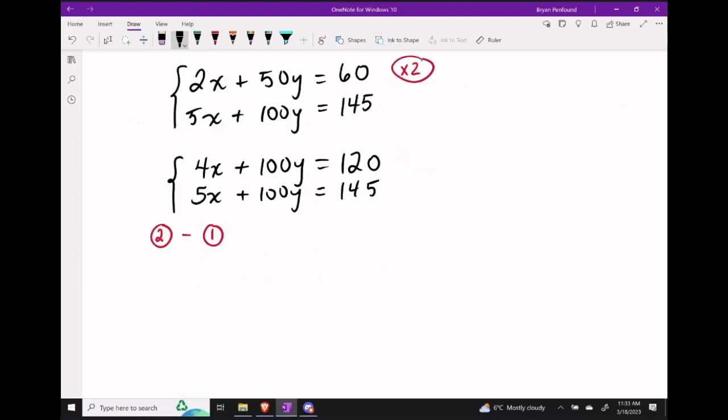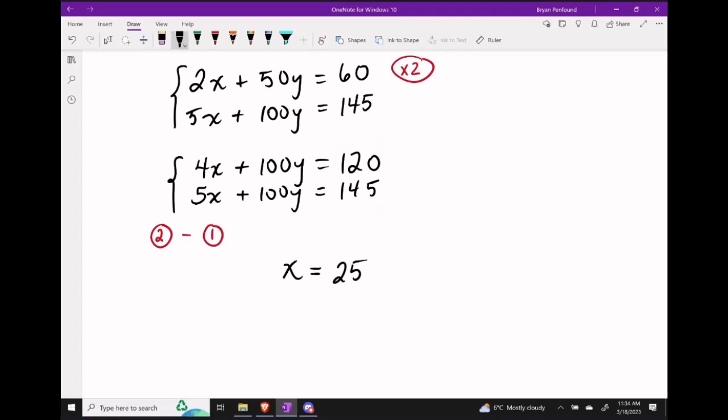Since we have the same coefficient in front of our y variables, we can now do a subtraction. I think it's going to be a little bit easier to take equation 2 and subtract from it equation number 1. So going term by term, we have 5x, take away 4x, that's going to be 1x. We have 100y, take away 100y, that's going to be 0y's, so we don't have to write that down. And then 145 take away 120 is 25.